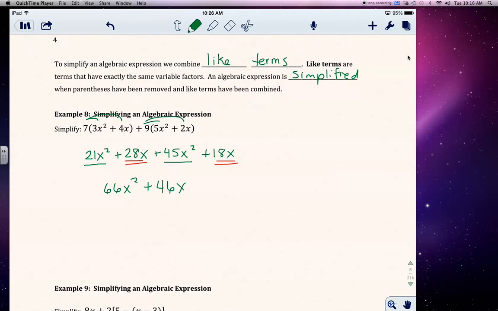So again, an algebraic expression is simplified when the parentheses have been removed. I did that the first step by using the distributive property. And like terms have been combined. I combine like terms, and you are now done. You cannot add these two terms because they do not have the same variable factor. So my final answer is 66x squared plus 46x. Now if you actually write your answer as 46x plus 66x squared, it doesn't matter what order your terms are, although it's more common to write it in this form.